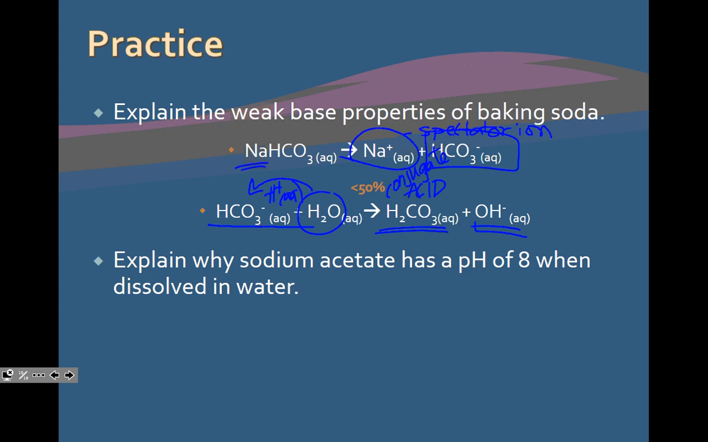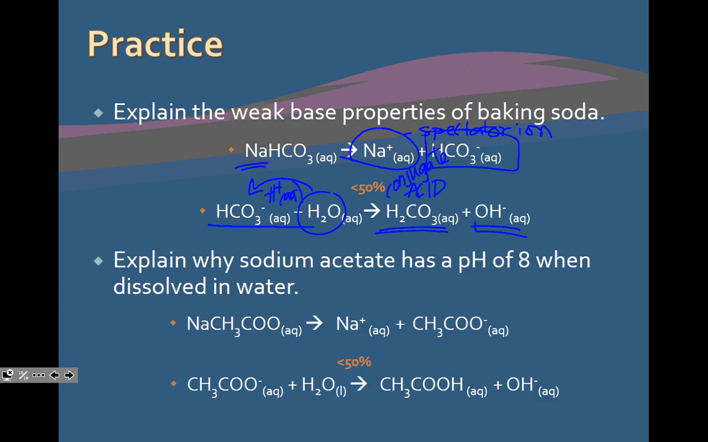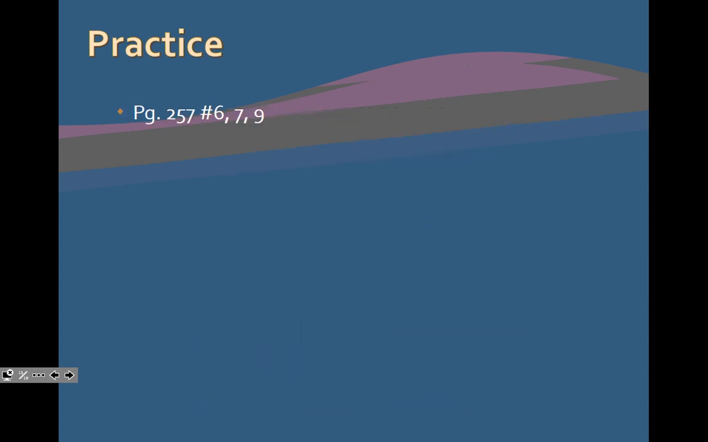Explain why sodium acetate has a pH of 8 when dissolved in water. If you take a look at this example here, here's my group 1 metal, so you're going to dissociate. Here's our base, kiddos. It's going to react with water. Obviously, you're going to get an OH, a hydroxide ion, and here's your conjugate acid, and this is only going to happen less than 50% of the time. So it shows up as a weak base. And remember, with bases, you don't have to memorize anything. If hydroxide is in the chemical formula, it's a strong base. So there's some practice, page 257 if you want to do them, 6, 7, and 9.